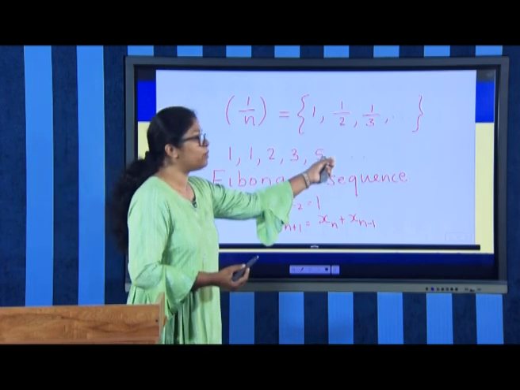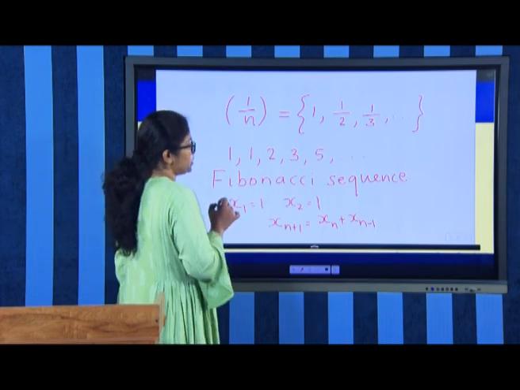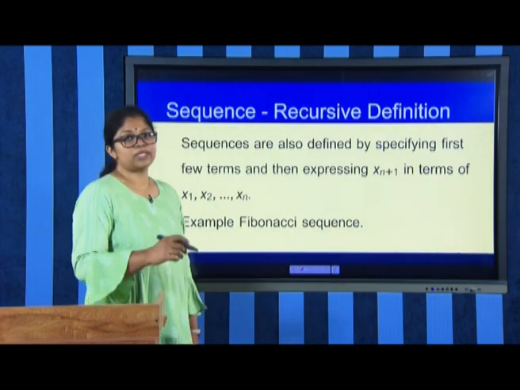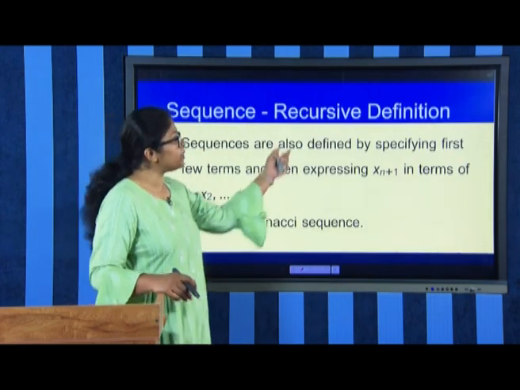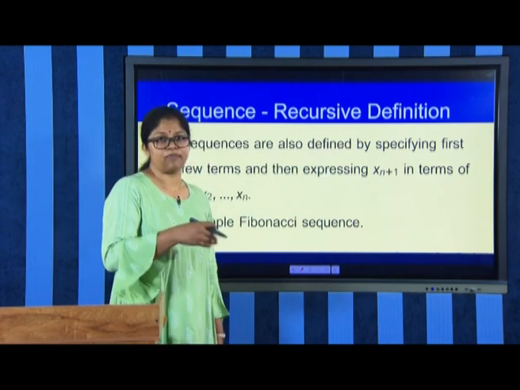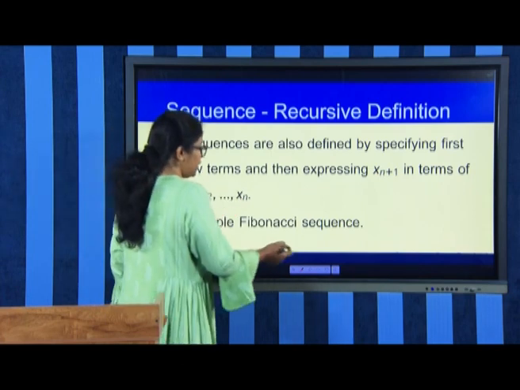So, the next element will definitely be 8. Like that, we can have the Fibonacci sequence. Such type of definition of a sequence is what is called a recursive definition. Recursive means repeating. We can use the same formula for getting different values of the sequence.